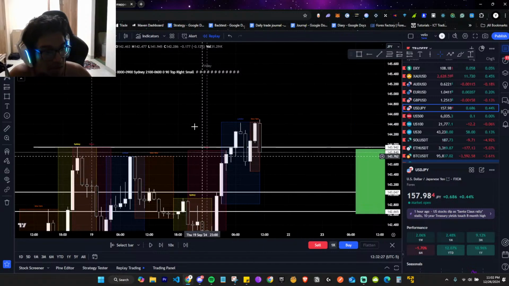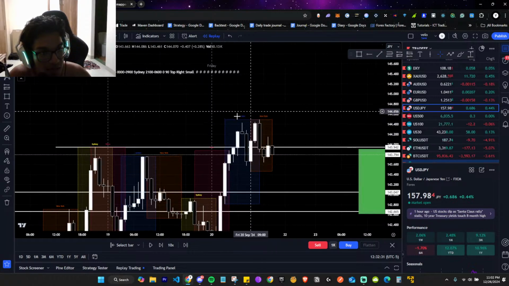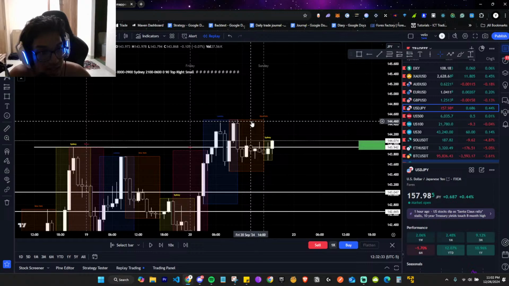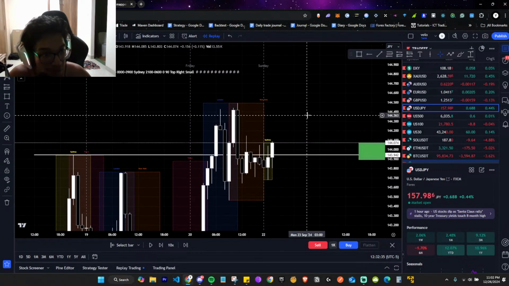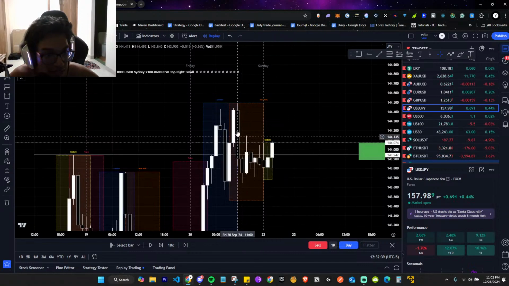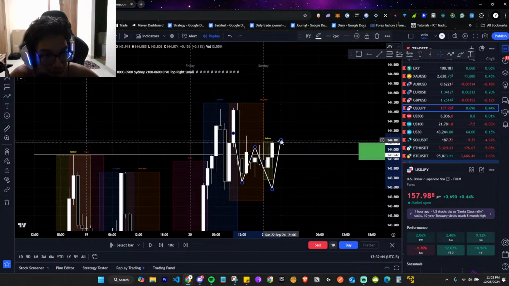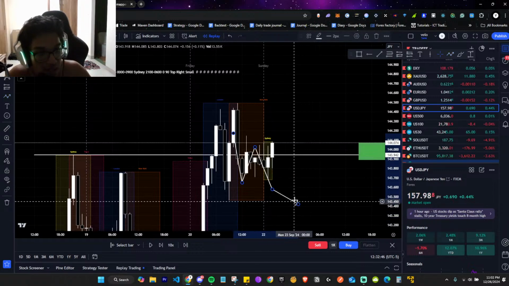I don't know what's going on here, but again, it retraces towards the closest draw on liquidity. It seems like it's rejecting this price level, but again, there's no market structure shift to prove that. So keep that in mind. And we have a low created over here, so I would want something like this, and then a retracement away.